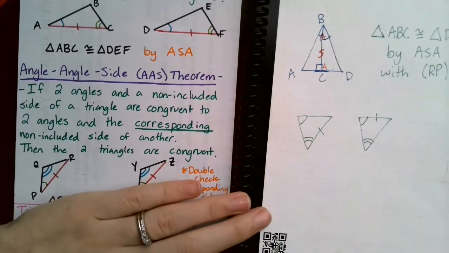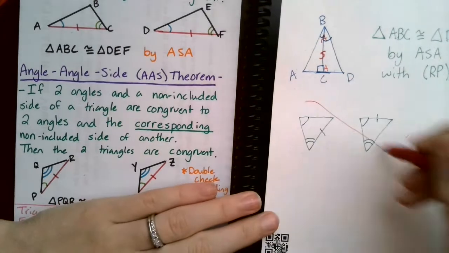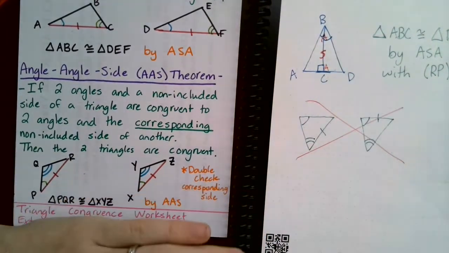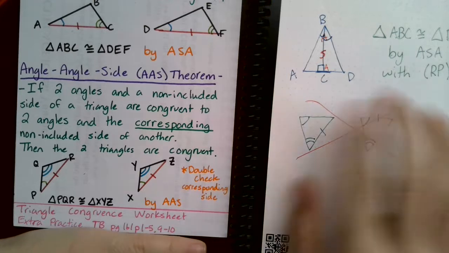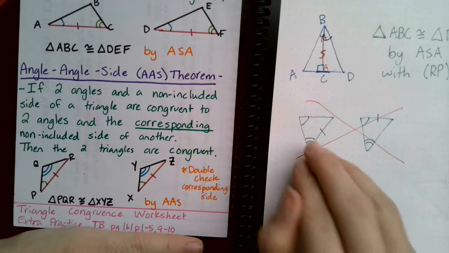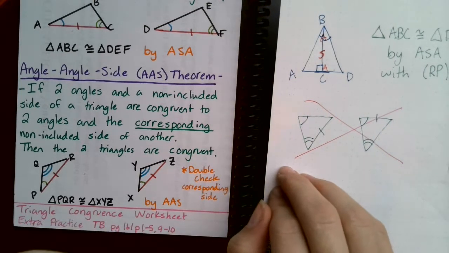And so these two would not be congruent by angle, side, angle, or angle, angle, side. And so we would not write a congruent statement if there's not enough information, okay?